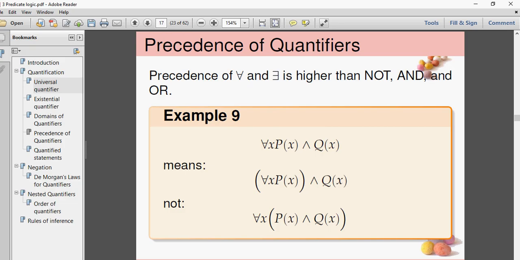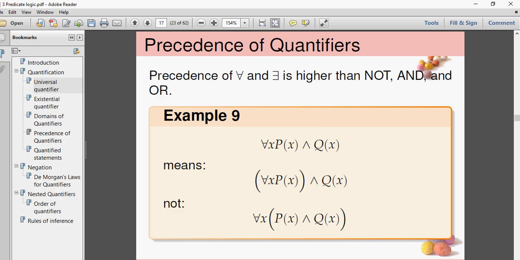So let's go to the precedence of quantifiers. The precedence of for each x, or there exists, is higher than not, and, or. So if I find it, it's higher than and, or, not. So it's the first step I will do if I find a universal or an existential quantifier.